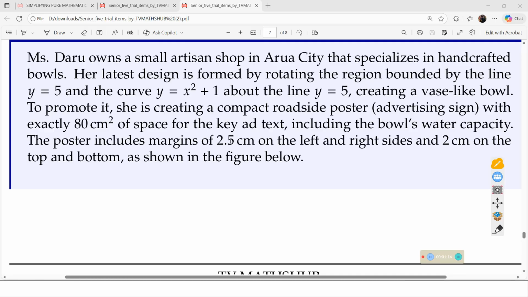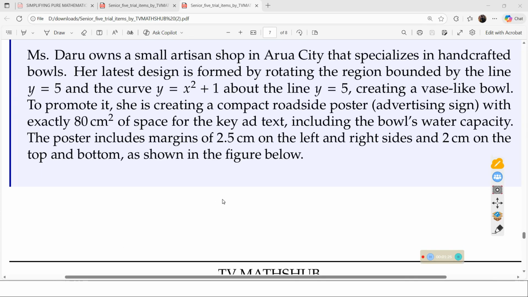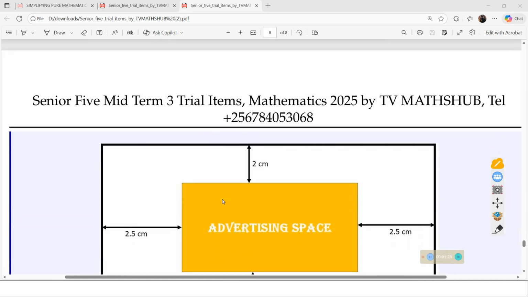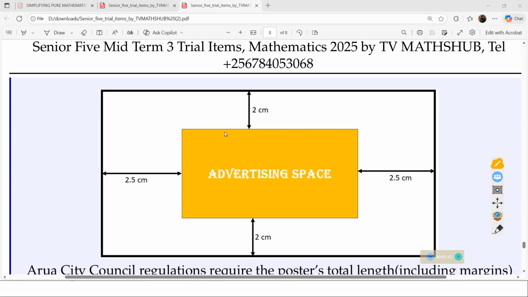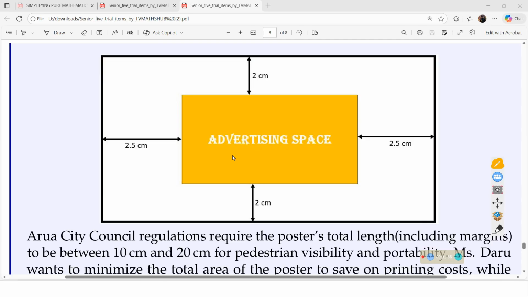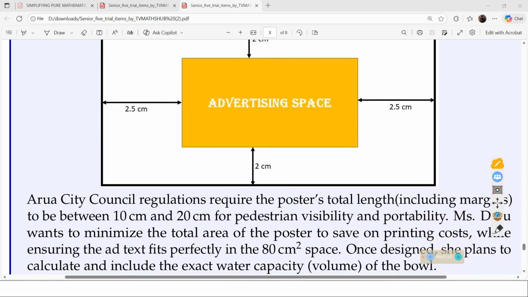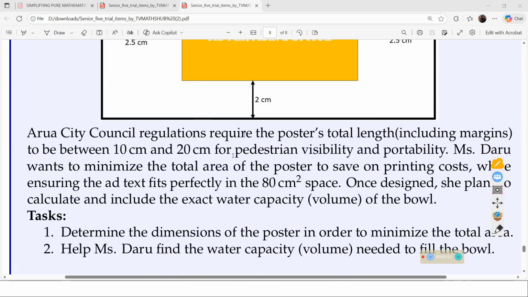The poster includes margins of 2.5 centimeters on the left and right sides and 2 centimeters on the top and bottom, as shown in the figure below. So let us look at the figure. So here is the figure of the poster, including the advertising space, with the margins on the left and right 2.5, and 2 centimeters on top and bottom.